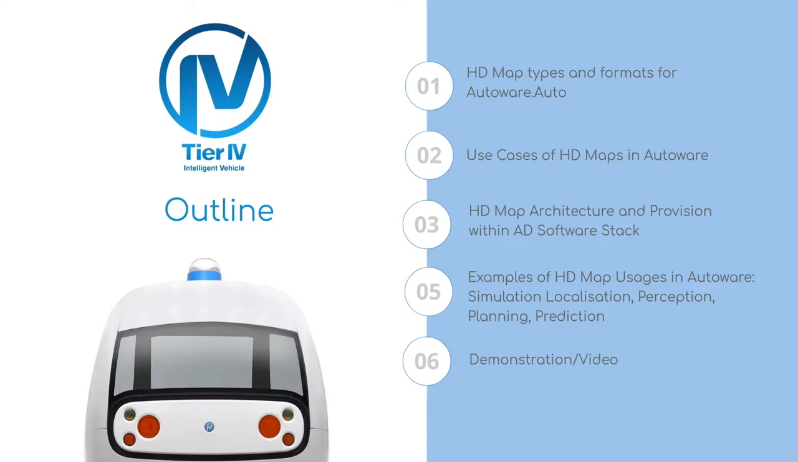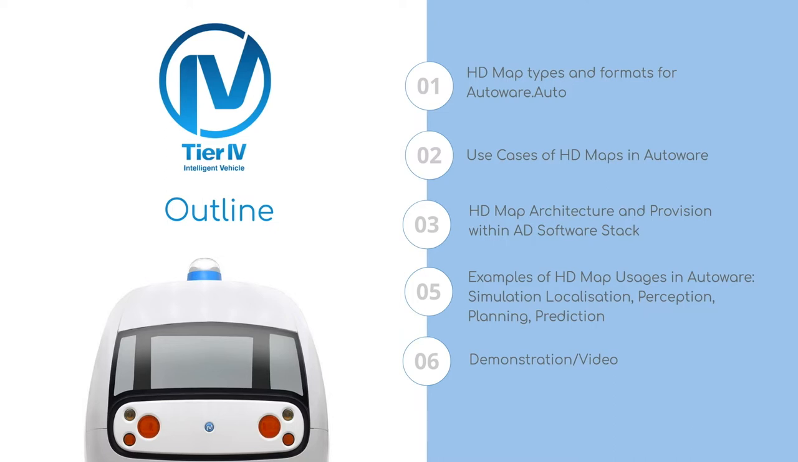So now I'd like to give an outline of the contents of this lecture. First, I will describe the types of HD maps used in Autoware.Auto, namely the point cloud map and the semantic map, and detail the particular map formats used for each map type and give a little bit of context as to why these types and formats were chosen.